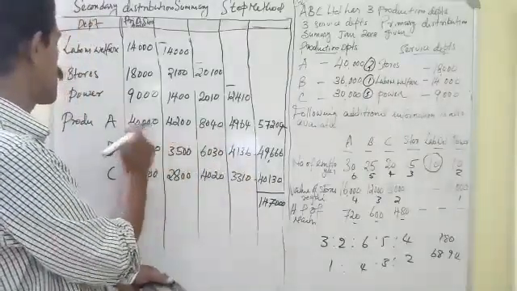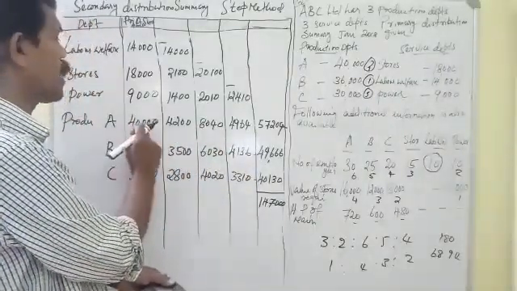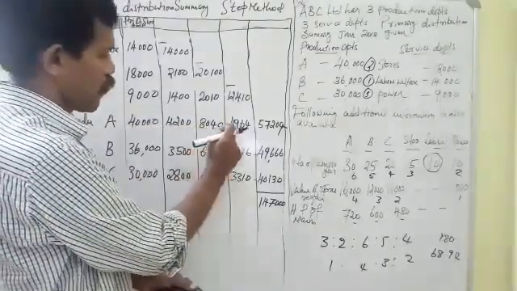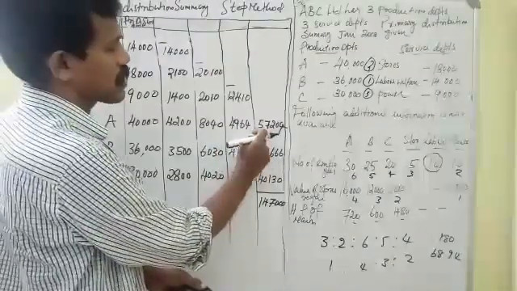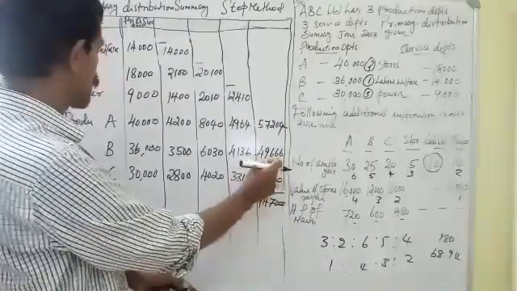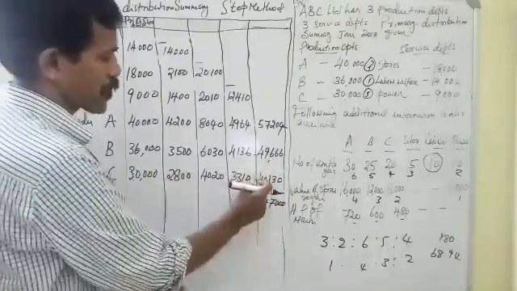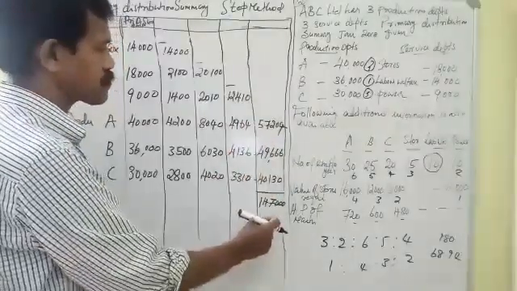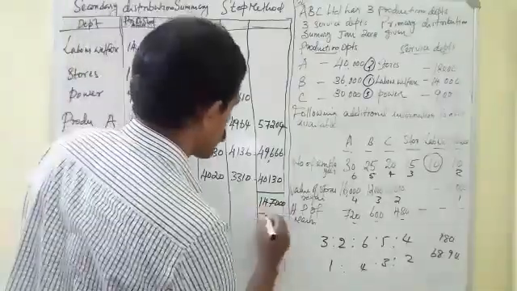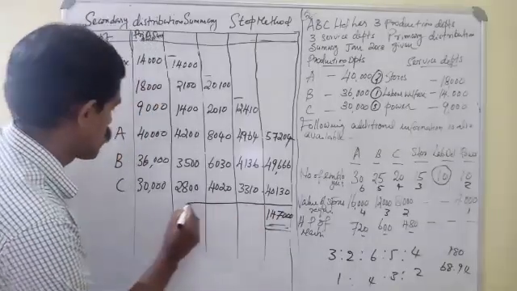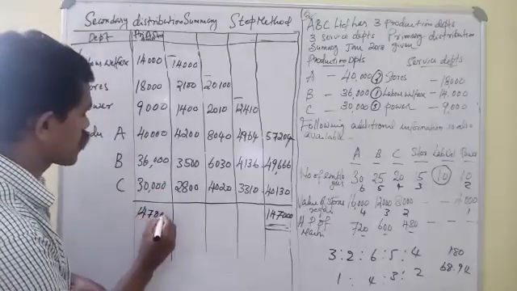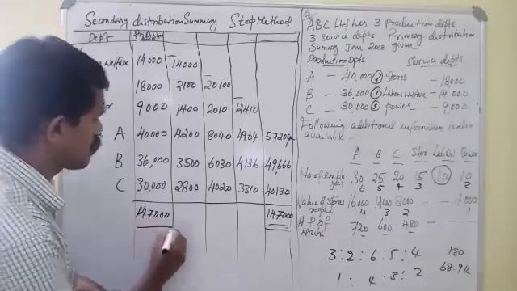Then in our last column we totaled the total overheads: A 40,000, 4,200, then 8,040, then 4,964, total 57,204. Then B total comes to 49,666, and then for C that comes to 40,130. Then the total overhead is 1,47,000. Here also the total is 1,47,000.